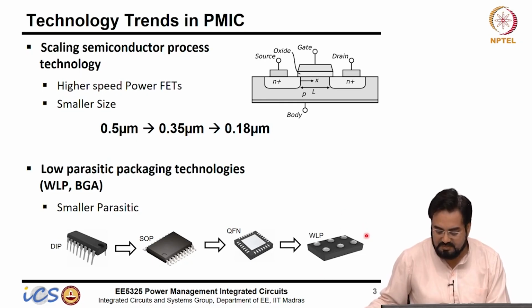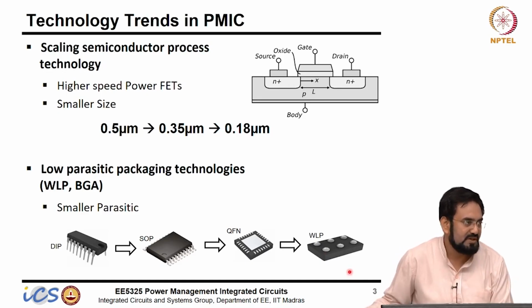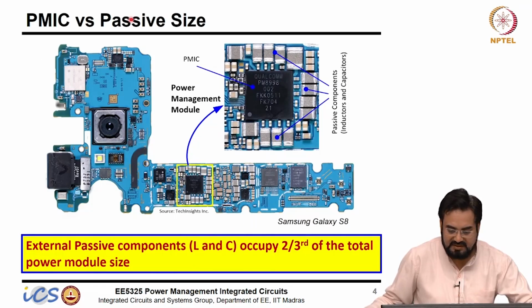So from parasitic points of view, this is the best, and also from size point of view, because your package is same as die size. So these packages are available, and most of the PMICs going in cell phones and other devices, you will see they mostly use WLP package. And you can see here, in fact, this is your Galaxy S8, and this is your PMIC, this guy.